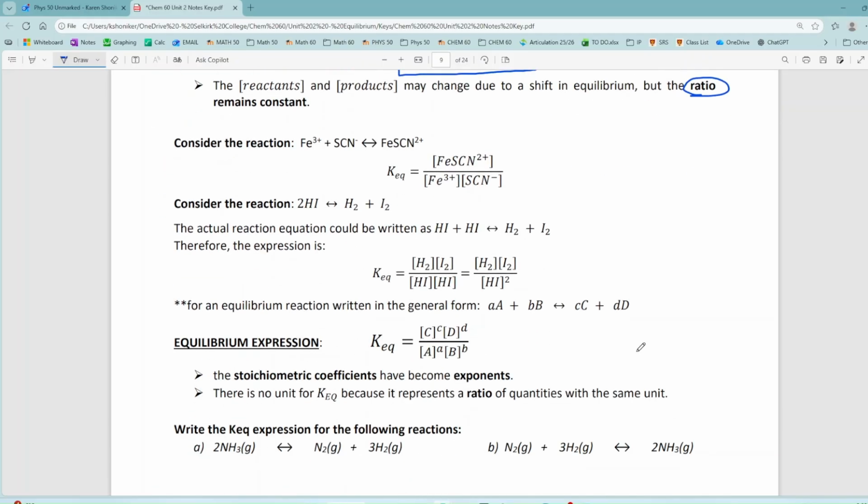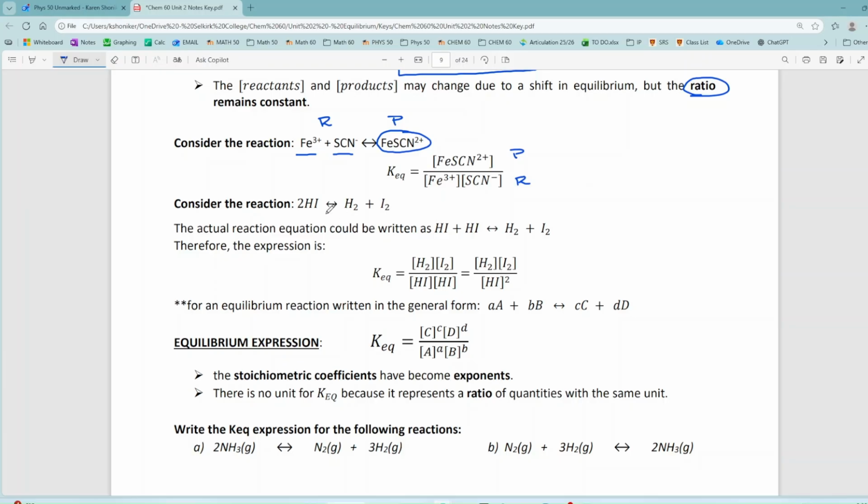So how do we write equilibrium constants? Well, if you have a reaction like Fe3+ plus SCN- forms FeSCN2+, this is our product, and these are our reactants. So we would do the concentration of the product divided by the product of the concentration of the reactants. That came out really weird because I had to say product twice. But really, it's products over reactants.